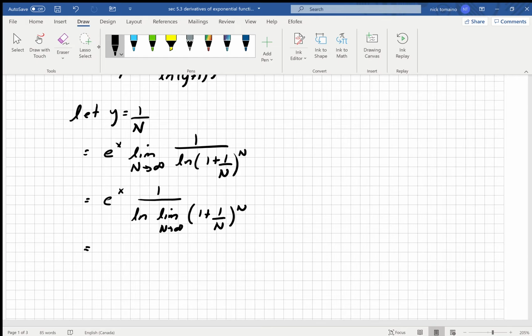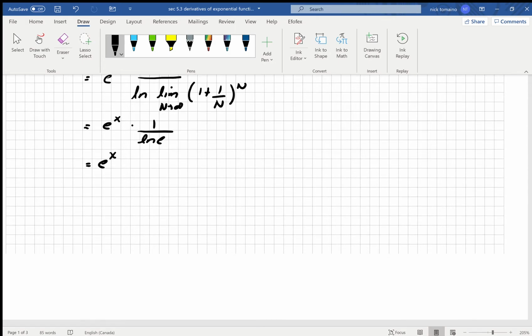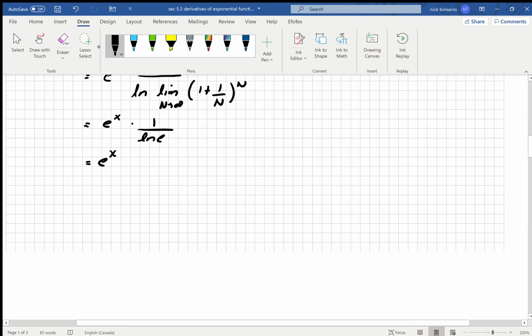Wait a minute, what is the limit as n goes to infinity of (1 plus 1/n) to the n? That's from yesterday's lesson. That is e. So by definition, or not quite definition, we get e to the x times 1 over ln of e. And the ln of e is 1. So we get e to the x times 1 over 1, which is just e to the x. That's right. The derivative of e to the x is e to the x.